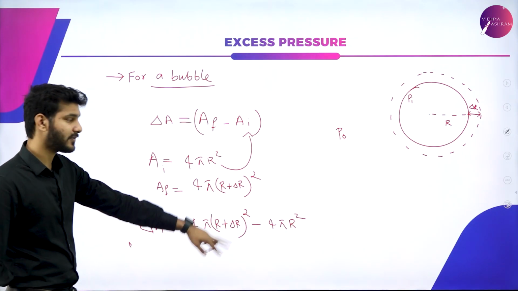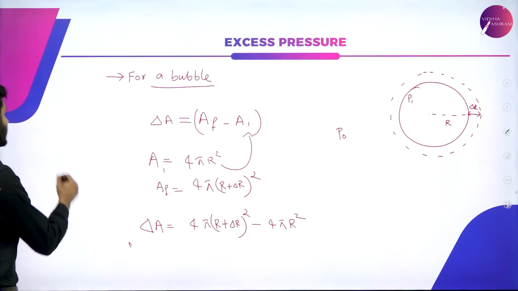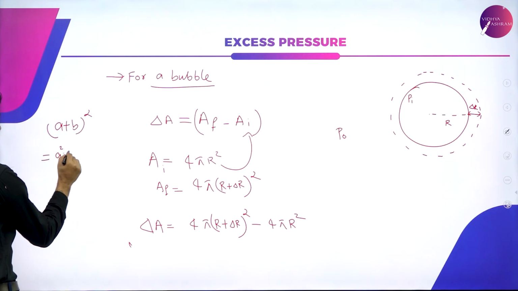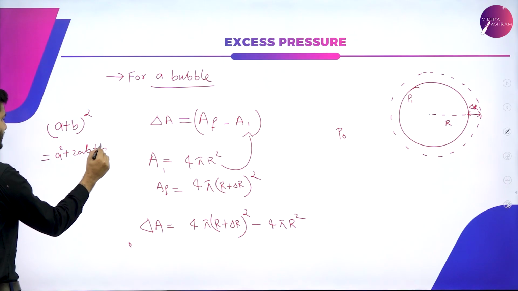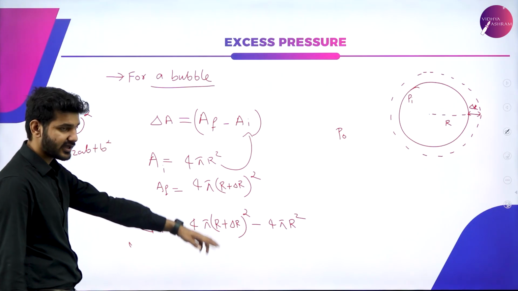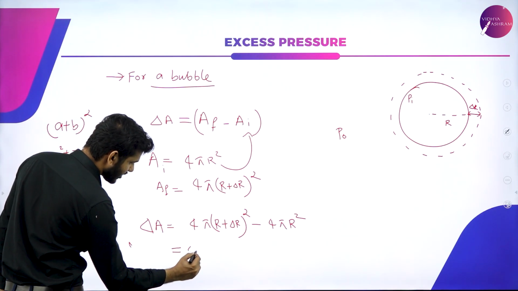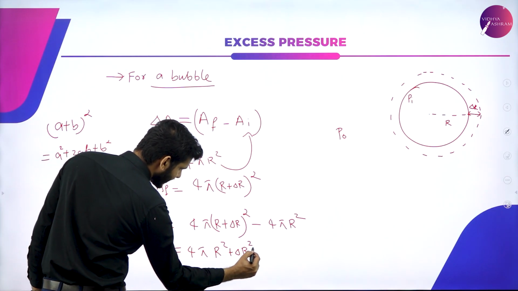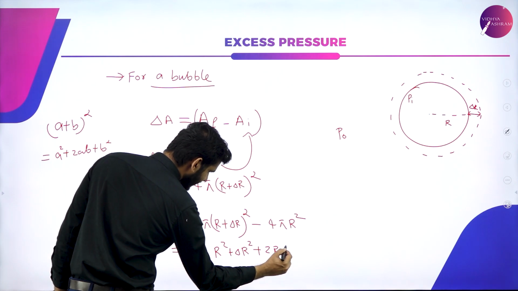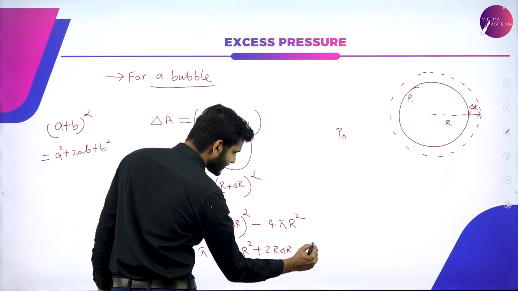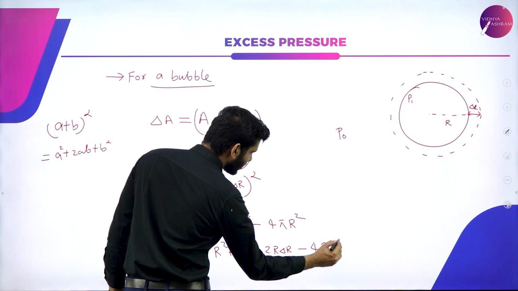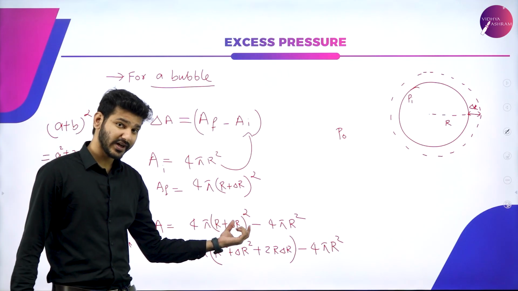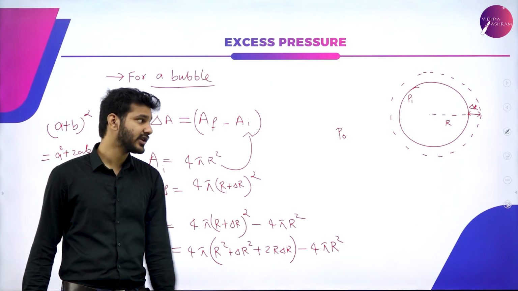So again, what is (r + Δr) whole square? (a + b) whole squared is equal to a² + 2ab + b². Same formula you can apply here, and then you will get it as 4π[r² + Δr² + 2rΔr − r²]. So again, if you square this particular quantity, we will get this particular result.